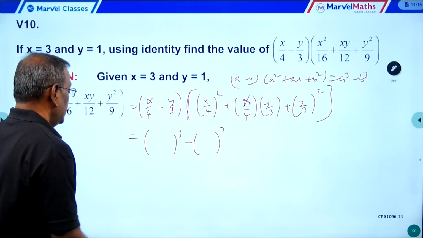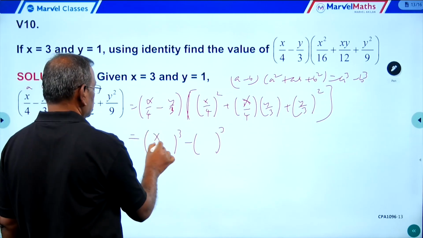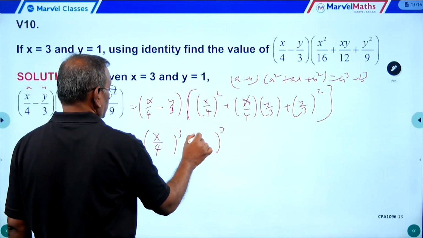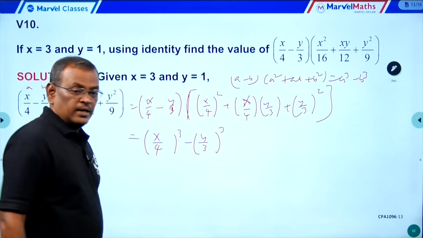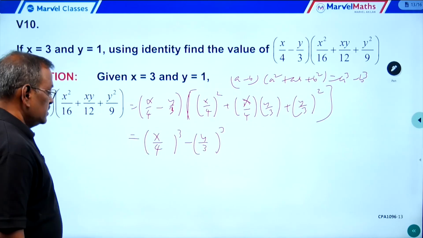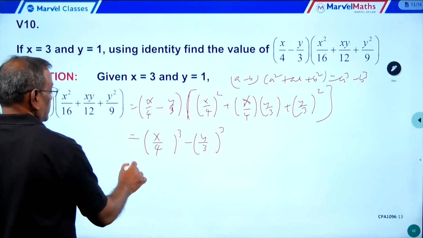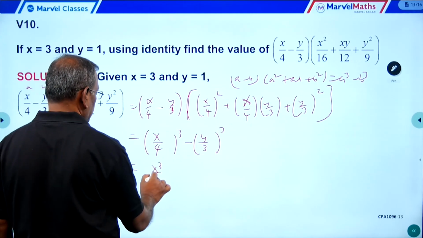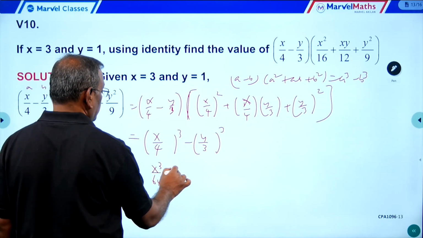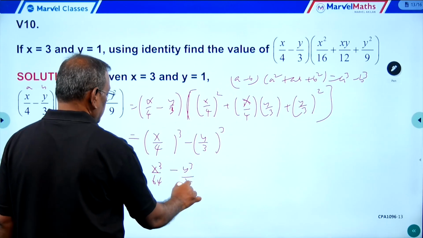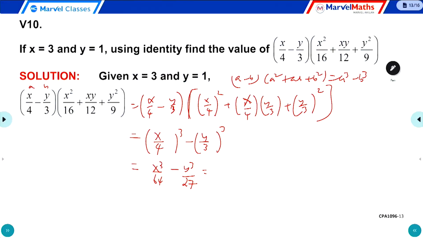So what is a? a is x/4. And what is b? y/3. Now this is the simplest form. So you can rewrite this as x³/64 - y³/27.